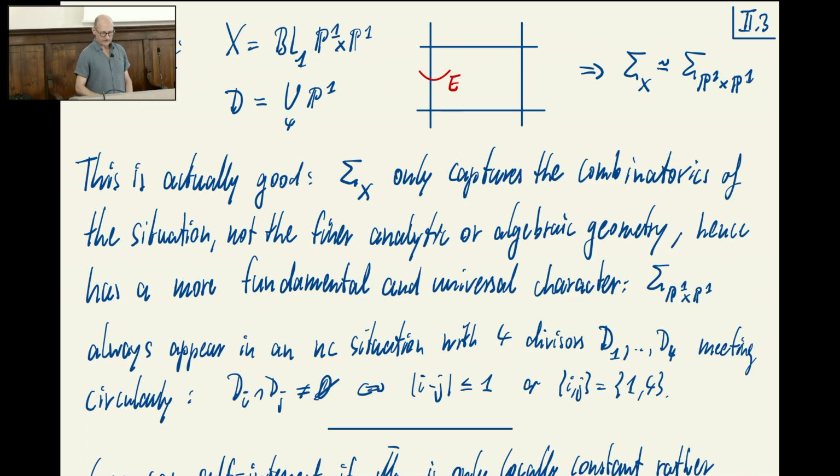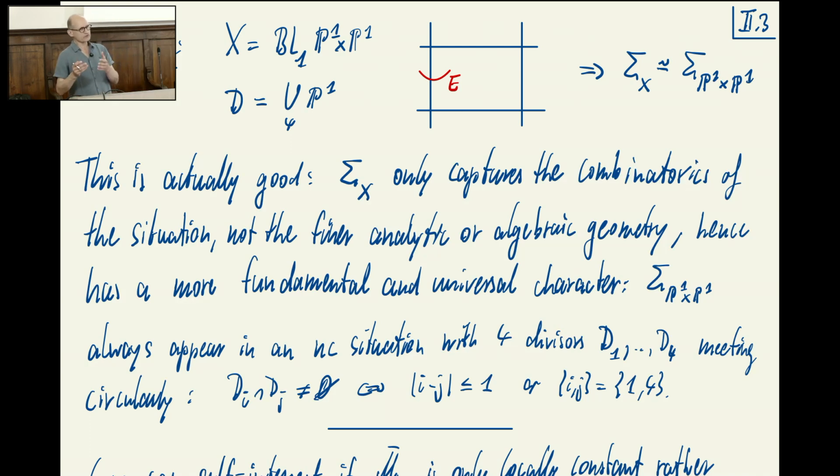So let's look at an example. Let's modify this example a little bit. We take P1 cross P1, we blow it up non-torically in one point. That gives you some exceptional curve here. And you take the divisor, nevertheless, as a strict transform of your previous divisor. So that's still a union of 4 copies of P1. What has changed with the log geometry? It has changed, right? The space is different.